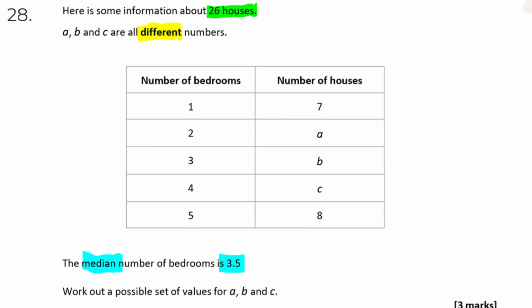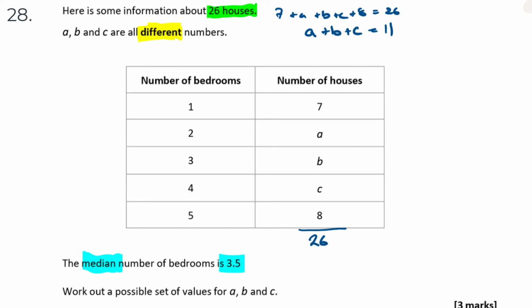So let's just take each one of those facts in turn and see what it tells us. First off, we know there are 26 houses. So that tells me if I add up the total number of houses, I'm going to get 26. So 7 plus A plus B plus C plus 8 equals 26. So 7 and 8 is 15. Take that away from 26. That leaves me with 11. So that tells me that the sum of A, B, and C is 11. So I've got an equation now linking A, B, and C. Now we're told that they're all different.